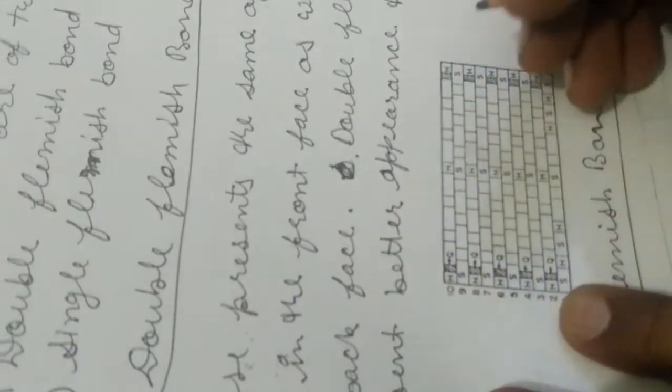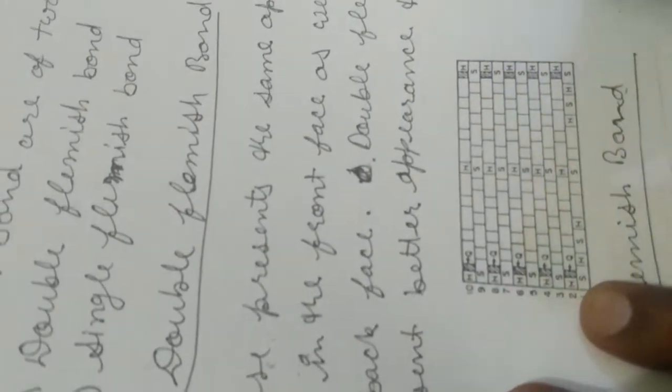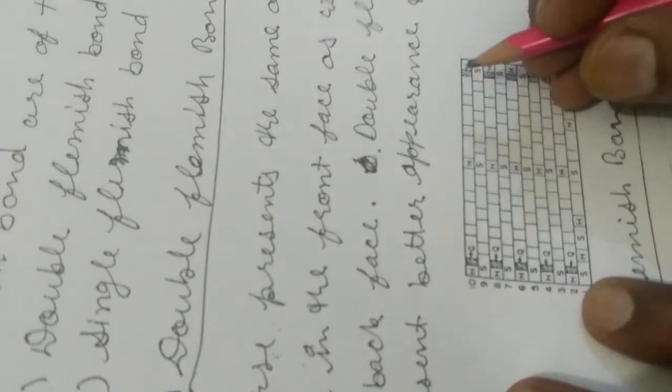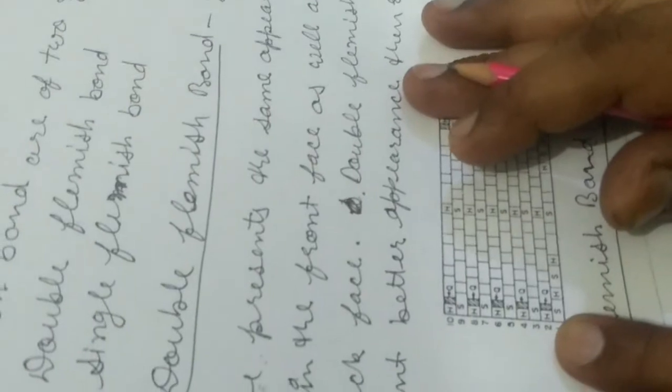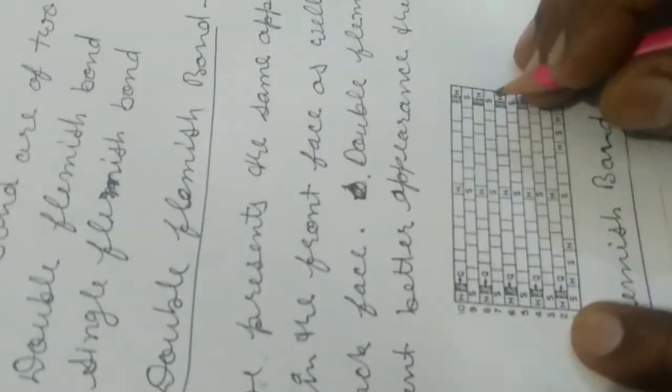Difference of English bond and Flemish bond. English bond is the strongest bond, and Flemish bond is not as strong but has a good appearance. Queen closure is used in both bonds, and bats are used in Flemish bond. Bats are not used in English bond.